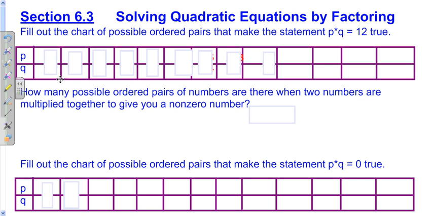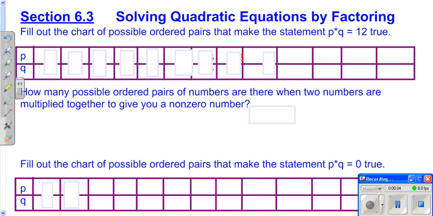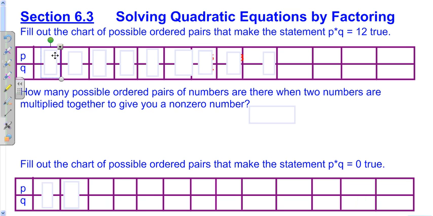We're going to go ahead and take a look at solving quadratic equations today by factoring. Now we're going to start off saying, okay, suppose we have two numbers multiplied together to give you 12. Well, how many ways could that happen? Well, you could have 12 and 1, or 6 and 2, or 3 and 4, or 4 and 3, or 2 and 6, or 1 and 12.